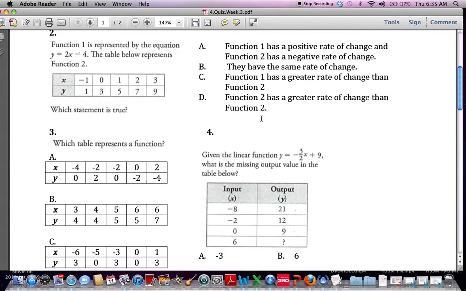This here should say function. This should say function 1 on part D. Okay?